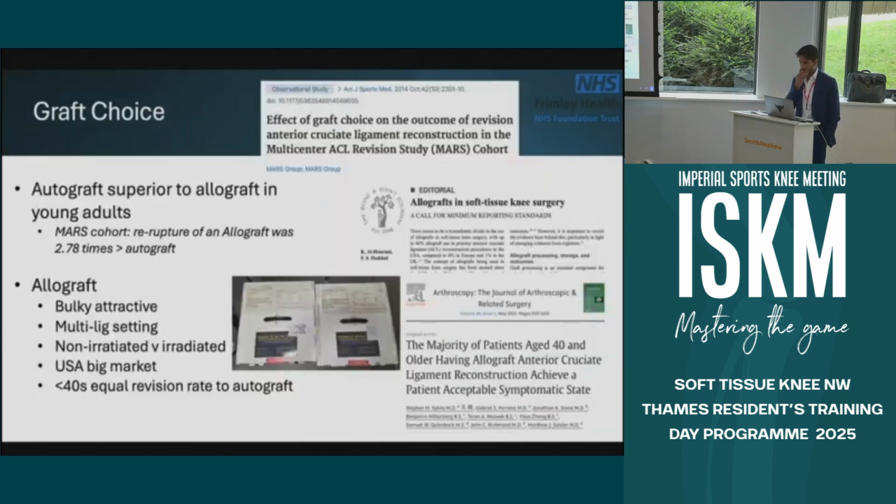Mr. Guthrie talked about allograft. I agree. In kids, it is far superior to use autograft, and the MARS data showed that in their study, where it was almost 3 times higher rupture rate in kids or in adolescents using allograft versus autograft.